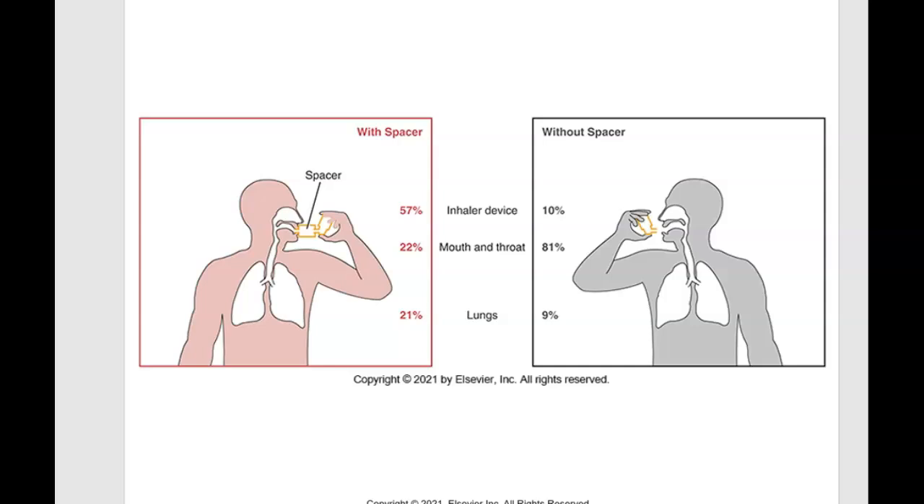Spacers are devices that attach directly to the MDI to increase delivery of the drug to the lungs and decrease the amount of drug left in our oropharyngeal mucosa. There are several kinds out there. Some have a one-way valve, and some don't. Some spacers will sound an alarm, like a whistling sound, to let you know that your inhalation was too rapid. They've come up with a lot of nifty ways to do that. On your image here, we can see that with a spacer, more drug can reach the lungs versus 9% without the spacer.